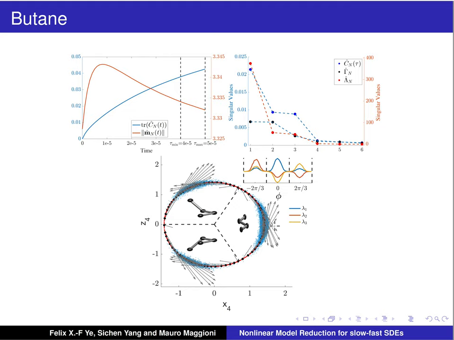So if we do the plot of the trace of covariance and the norm of mean, you will find that the linear region is about 4 times 10 to the 5 and 5 times 10 to the 5. That's about 40 delta t and 50 delta t. Okay, so that's the time scale of separations.